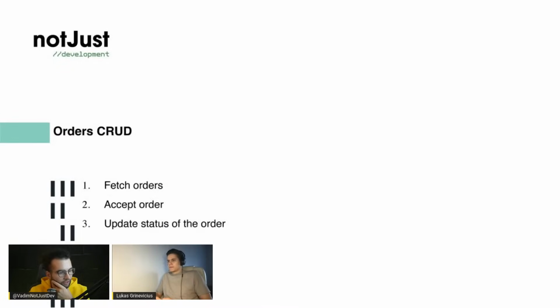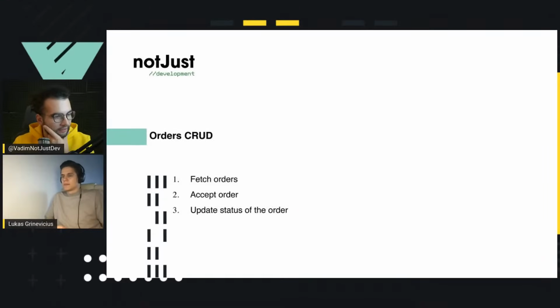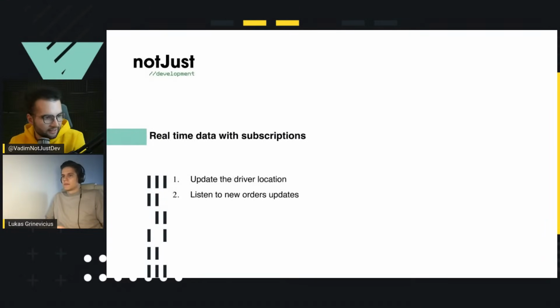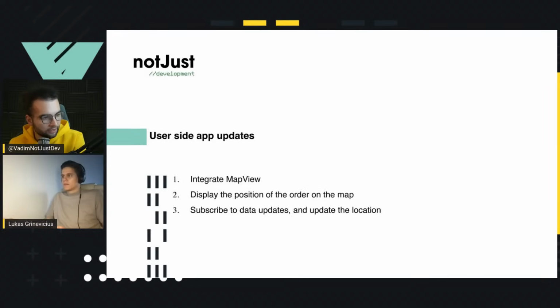So what do we have here? We did the order screen, fetch, accept, update driver location, listen to new orders updates, and user side application updates to integrate the map view first of all, then to display the position of order on the map, and to subscribe to the data updates and update the location. Perfect. Sounds like a plan.